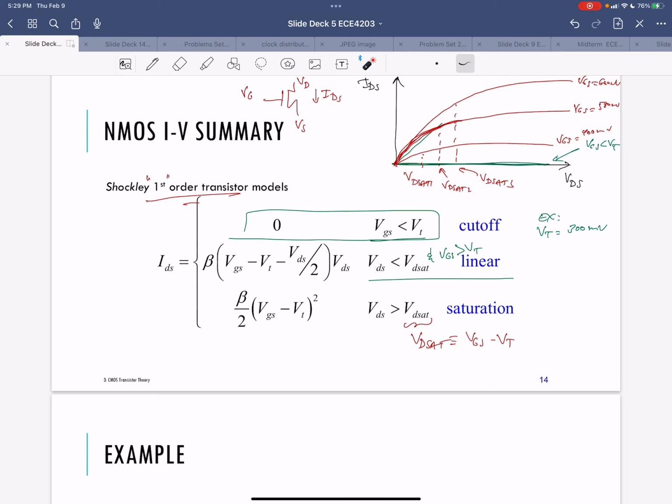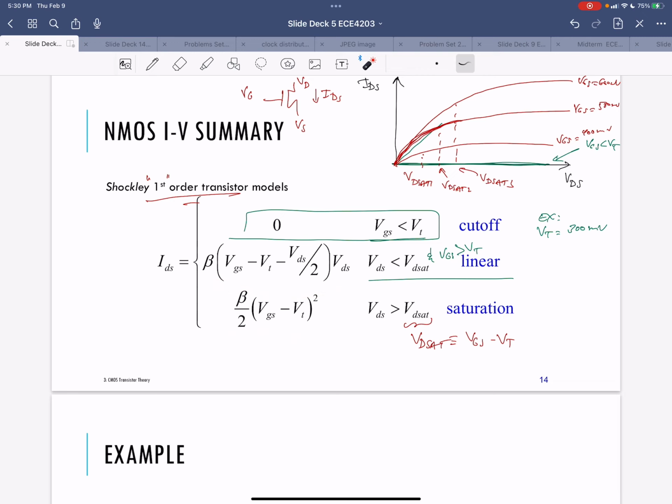So it's shifting to the top right as I get higher and higher VGS, because my drain source voltage has to be larger than VGS minus VT to go between the linear and the saturation region. Once I hit that, I get this kind of curve. This is the current value for saturation.